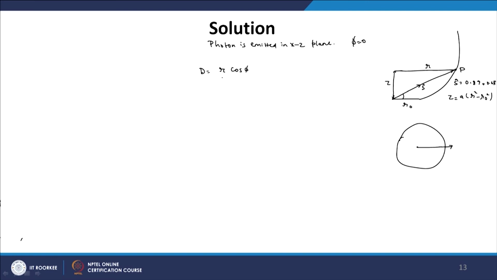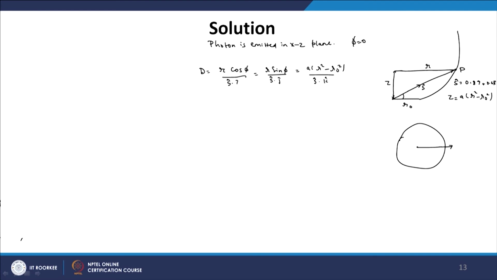So, again r cos phi upon the direction s dot i cap is equal to r sin phi, that is the y coordinate, upon s dot j cap is equal to the z coordinate, which is now a r square minus r naught square, upon s dot k cap.